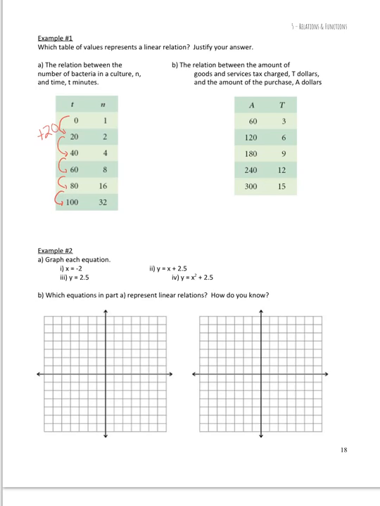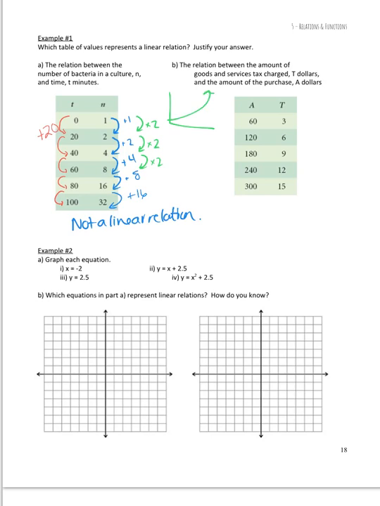In our n value, n increased by 1 here, so we add 1, and then we add 2, and then we add 4 plus 8 plus 16. So we're not adding the same amount, therefore this is not a linear relation. What's happening here is we're actually multiplying by 2 every time. So if I were to graph this, I would see a swooping up.